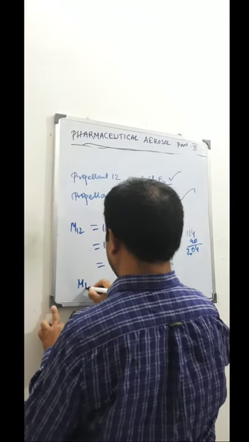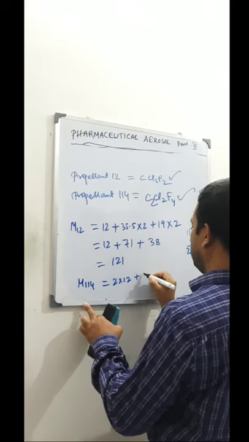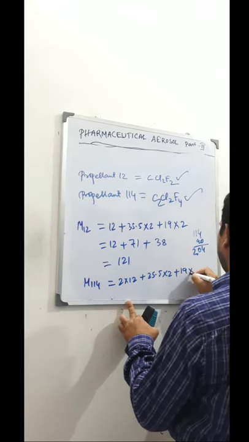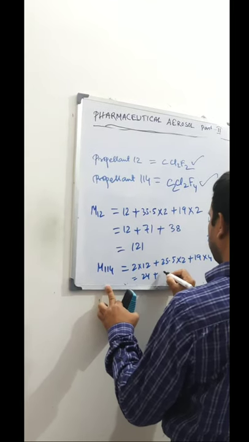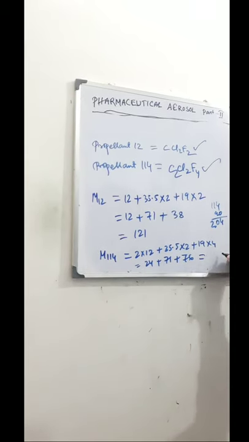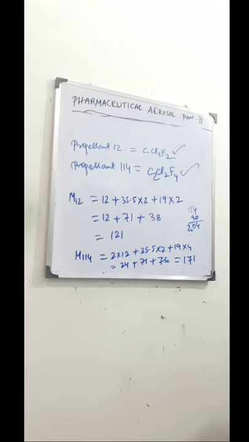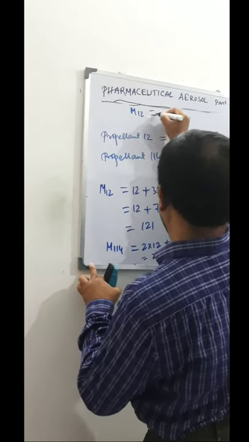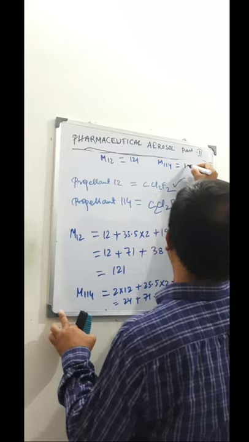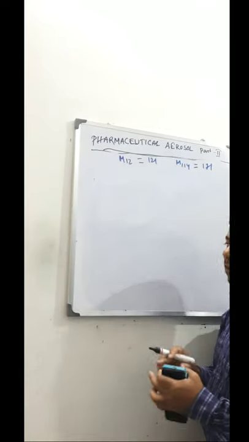Similarly, the molecular weight of propellant 114 equals 2 carbon, therefore 2 into 12, plus Cl2, that is 35.5 into 2, plus four fluorine, therefore 19 into 4. That is 24 plus 71 plus 76, which equals 171. Therefore, the molecular weight of 12 equals 121, and the molecular weight of 114 equals 171.